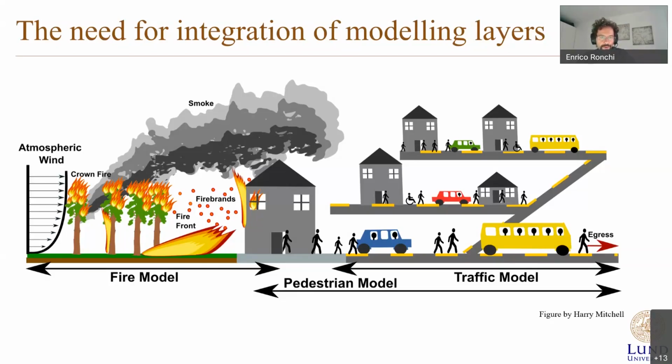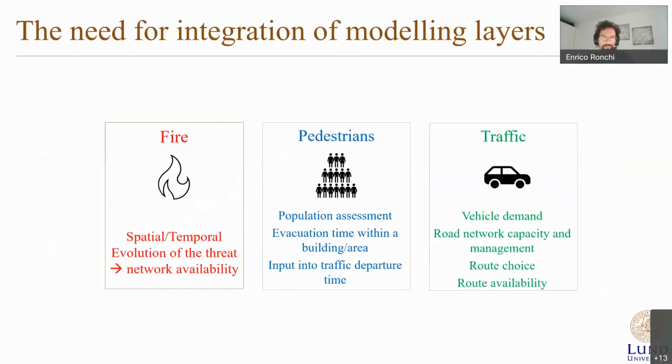So the main core components that we want to represent when we study evacuation with simulators is, of course, the fire component, mostly to check the spatial and temporal evolution of the threat, which in turn has an impact on the network availability. But this is just an example, the road network availability, and this can have an impact on several other things, like the pedestrian response, the household level, or even the availability of the designated destinations. Think about shelters and so on.